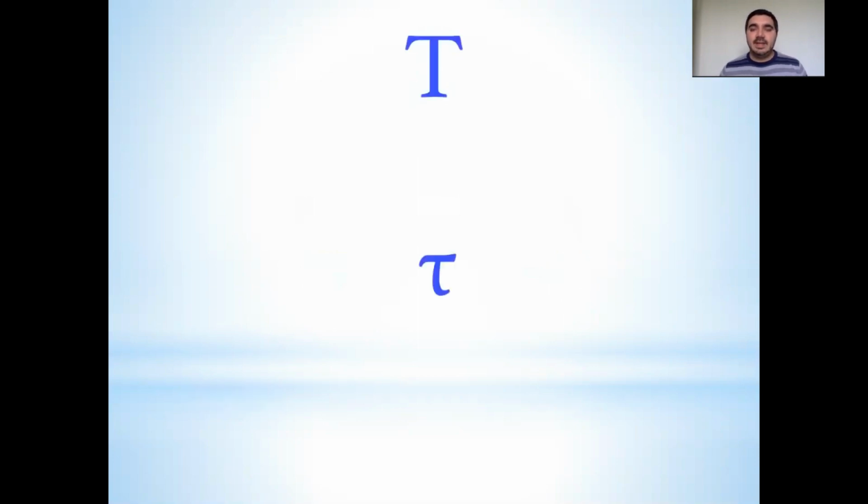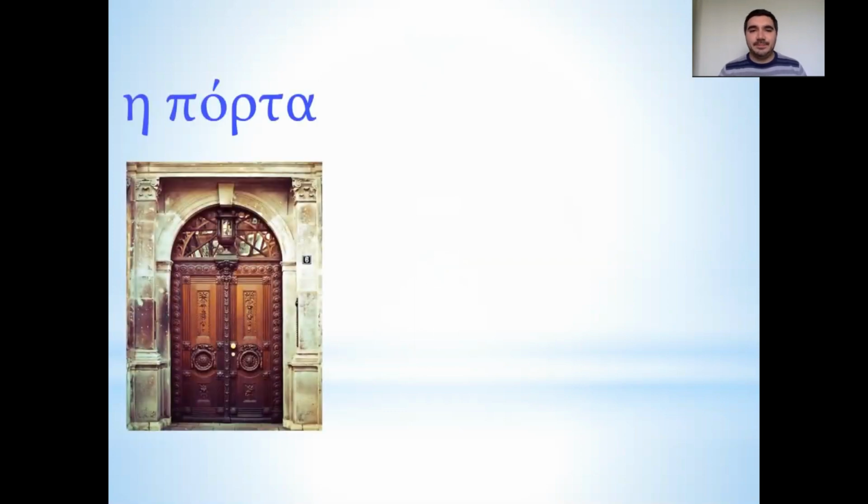The next letter is tau, the letter T. And then Epsilon, which you might know from classical Greek. In modern Greek, it is just the E sound. E, Epsilon. So let's have a look at this word.